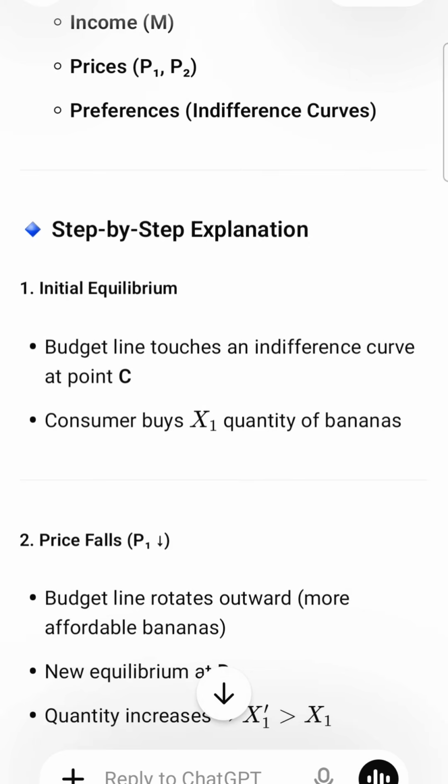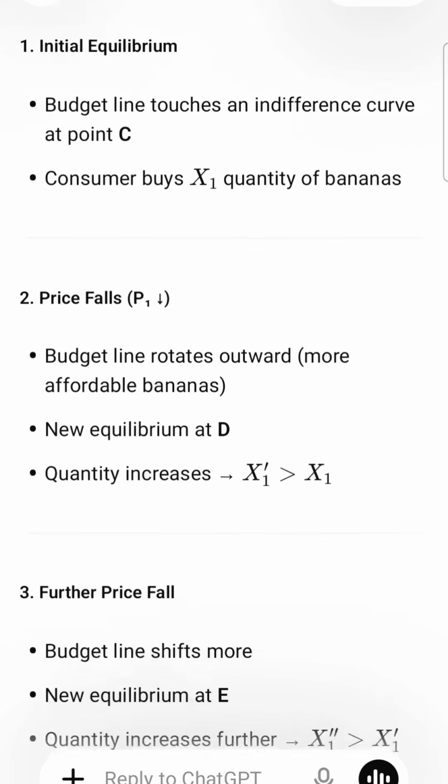So there are three steps that the consumer sees over here. The first one is initial equilibrium. Equilibrium means the consumer is satisfied at that level. From that goods that he or she is consuming, when the consumer reaches equilibrium, that means he is fully satisfied. Budget line touches the indifference curve, and consumer buys X1 quantities of banana. Here X means banana, X1 means the quantity.